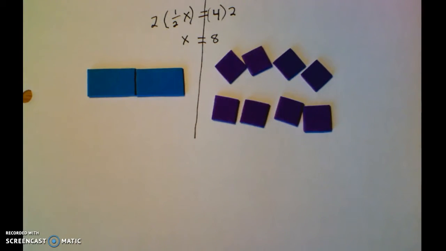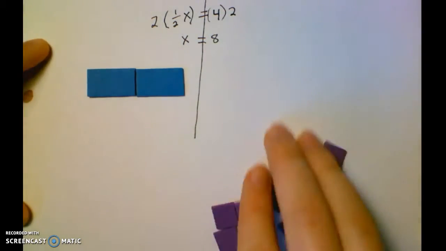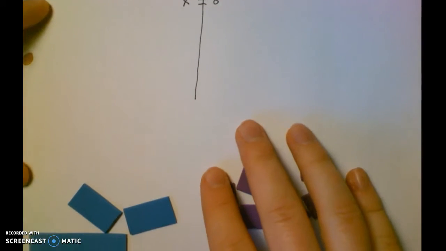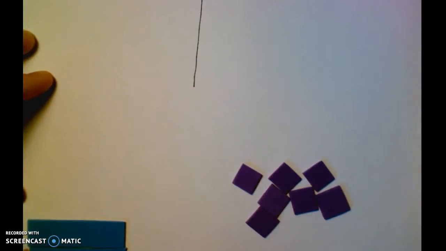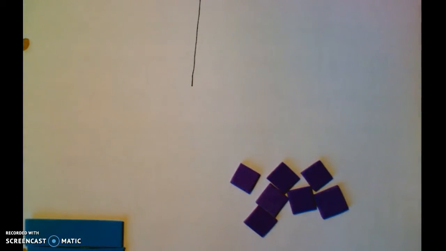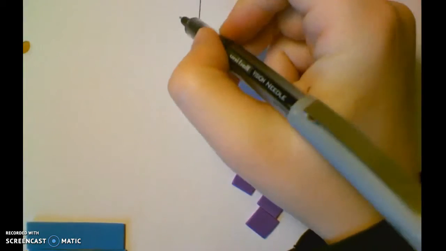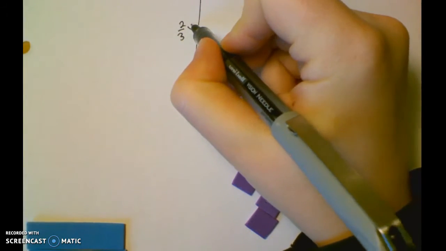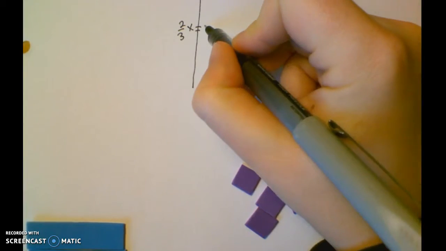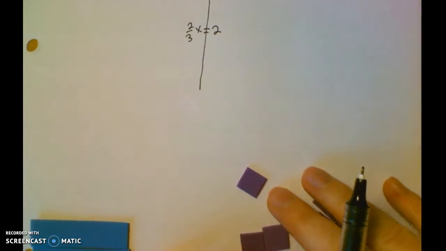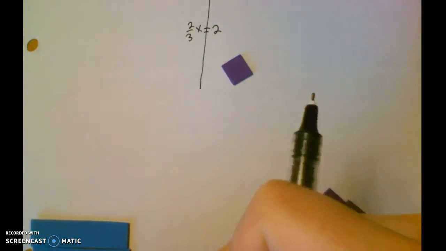Now, this works with fractions other than 1/2. So let's look at another scenario. Here we go. Let's say we've got 2/3 of a widget is worth $2. So the $2 is easy enough. Here's my $2. Put that down.